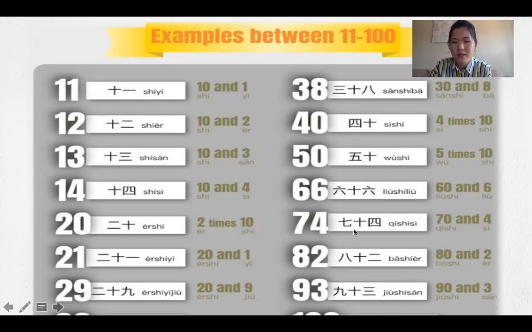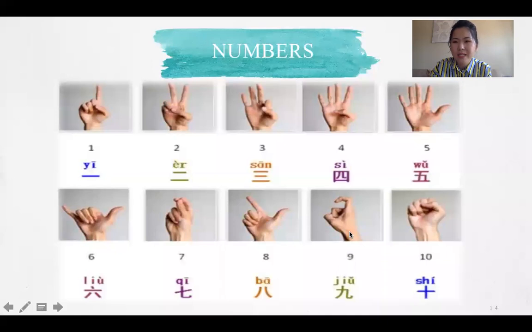66. 74. 82. 93. Okay, now here is a question. How do you say 99? How do you say 99? You say 90, 9 and 10, and then you say 9. 99. So this is the numbers from 1 to 99. It's actually super easy, right?